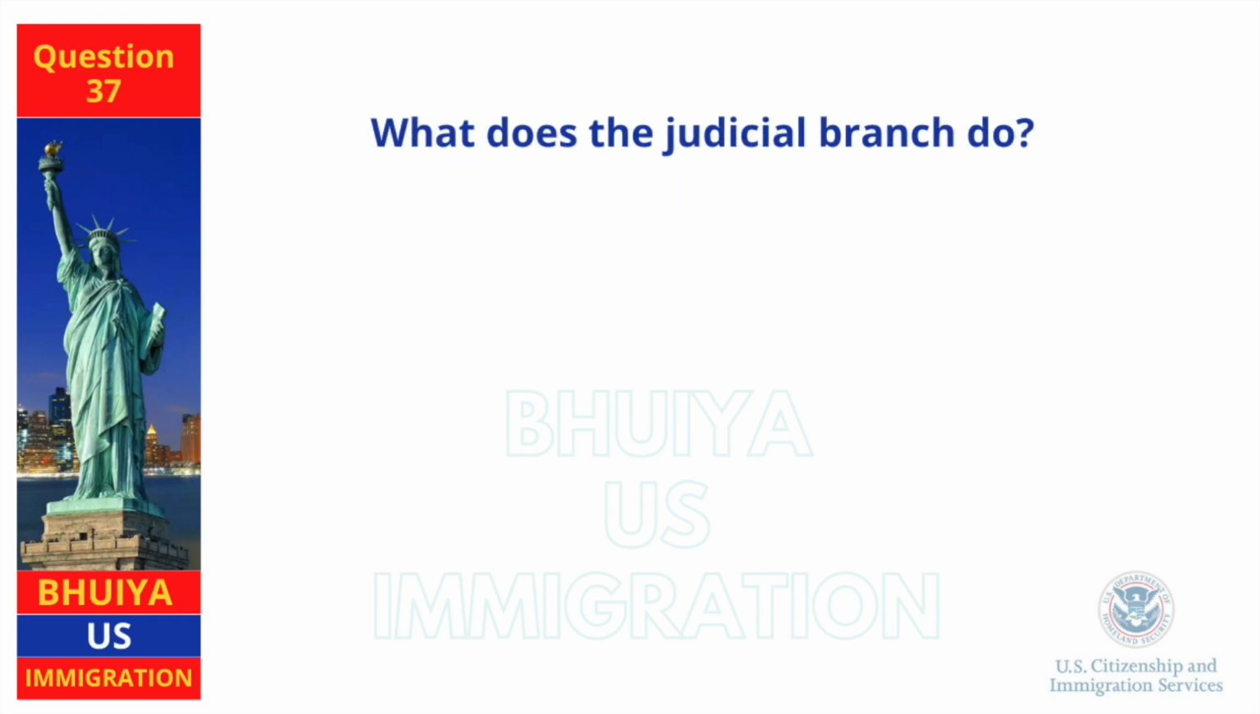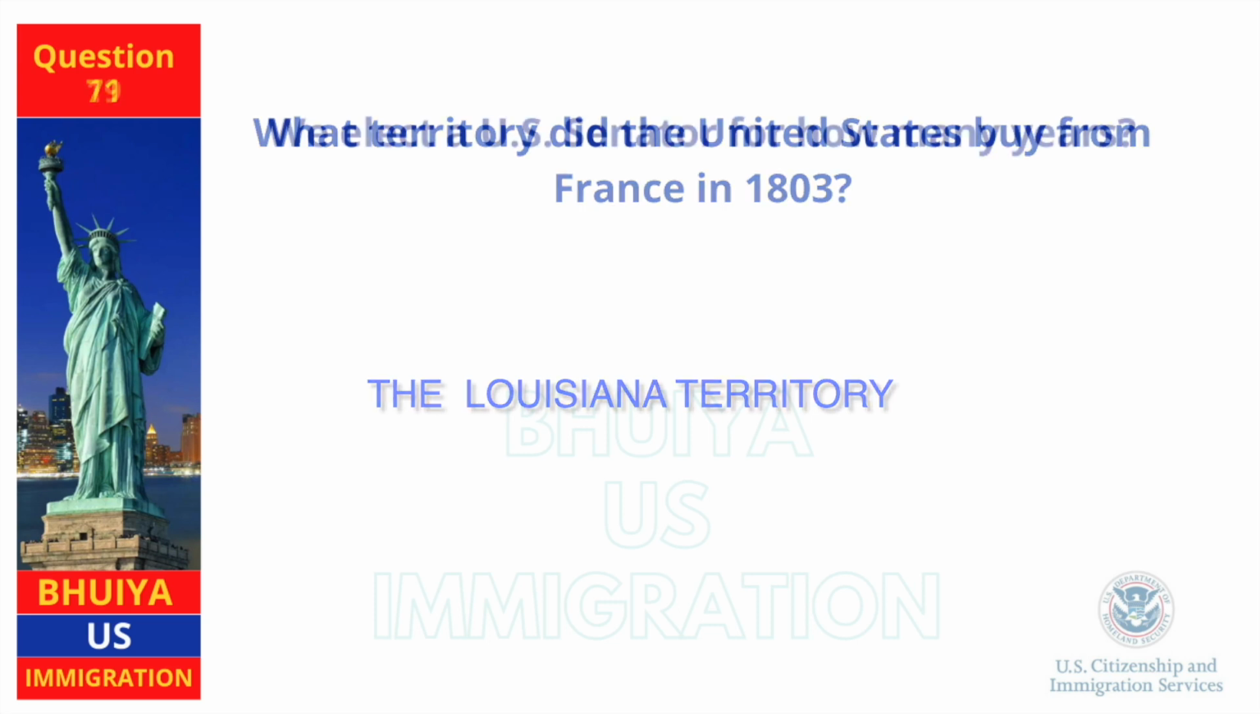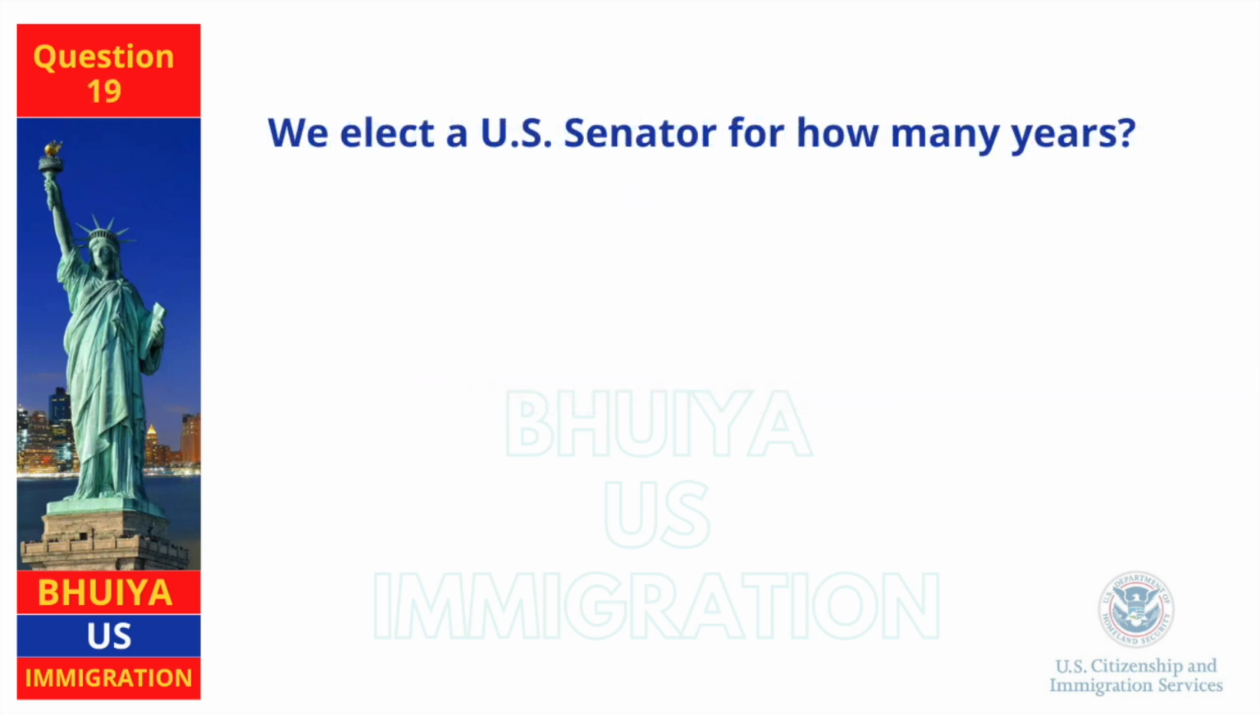What does the judicial branch do? Reviews laws. What territory did the United States buy from France in 1803? The Louisiana Territory. We elect a US senator for how many years? 6.